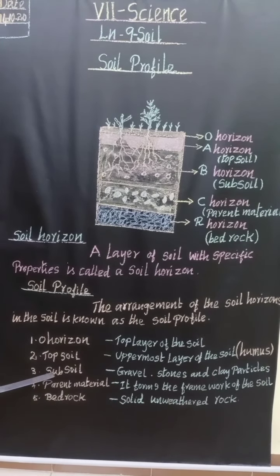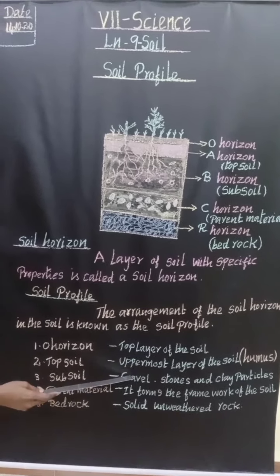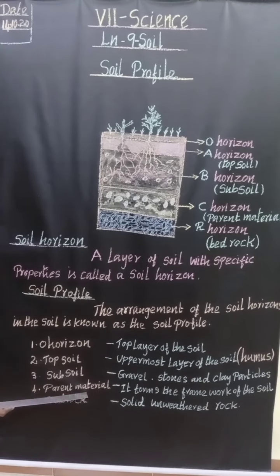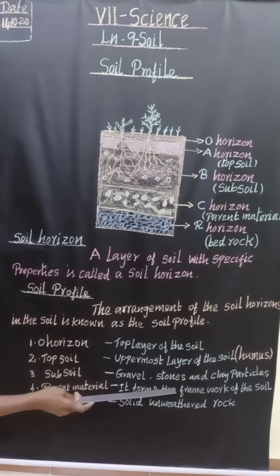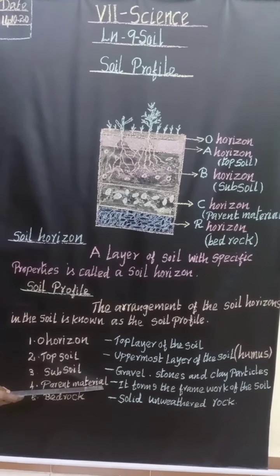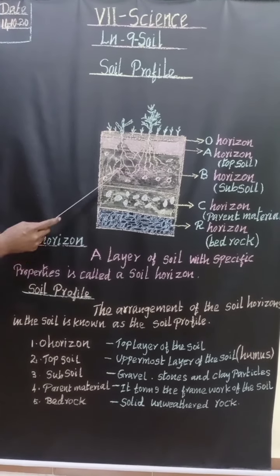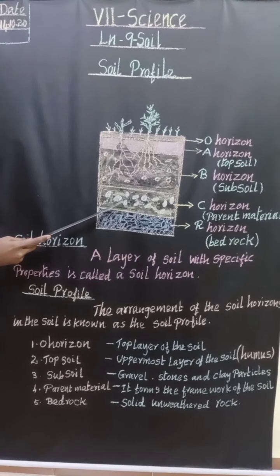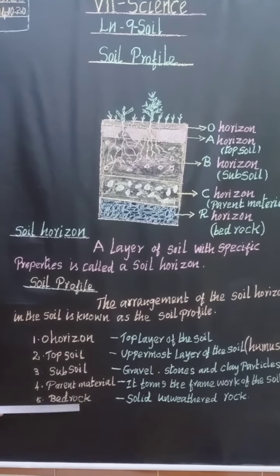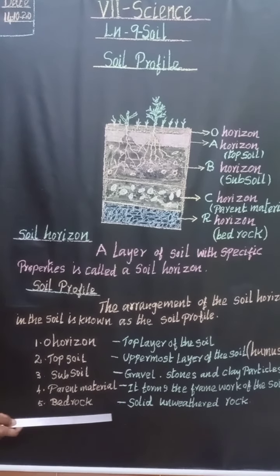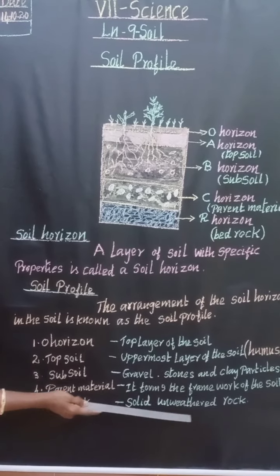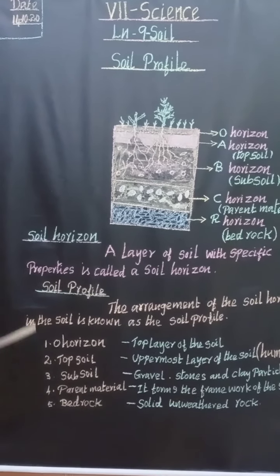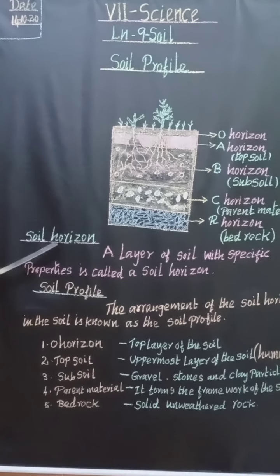Third one, subsoil. It contains gravel, stones and clay particles. Fourth one, parent material. It forms the framework of the soil. Here, A and B layers are formed from this soil layer. Then final one, bedrock. Bedrock is made up of solid and weathered rock. It forms the water table.